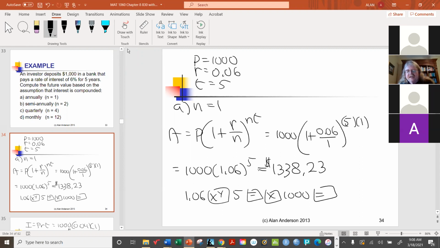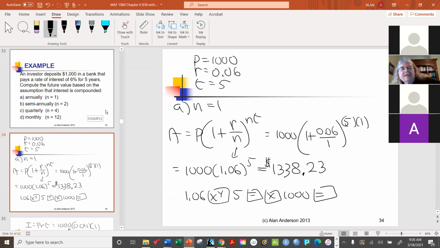All right, I'm going to confirm those keystrokes on this thing. 1.06 exponent 5 equals times 1,000 equals. Yeah, I think that's the way to go. As far as the Apple calculator goes, doing this first and then multiplying the result by 1,000 is probably the best thing you should do.